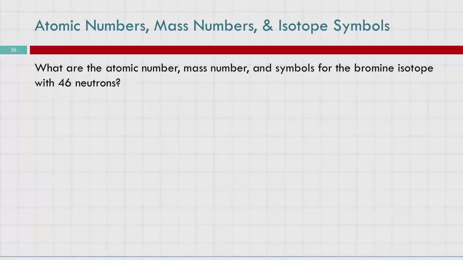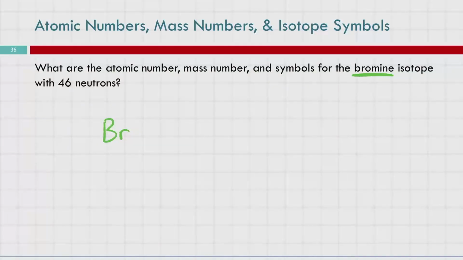Next one. We're going to do this one together. So we want to know what are the atomic number, mass number, and symbols. Let's do all 3 of them for the bromine isotope with 46 neutrons. Great place to start here, bromine. What's our symbol for bromine? It's Br. So we can find bromine on our periodic table. It's one of our halogens, so it's on the right side. The periodic table in the class has it in blue because it's a liquid at room temperature.